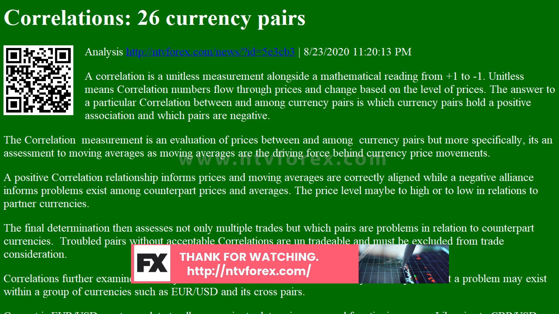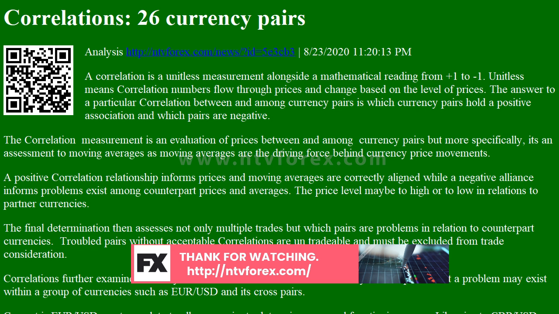USD CAD vs USD CHF 96%, USD CAD vs USD JPY 92%, USD CHF vs USD JPY 98%. USD currency pairs are not only running strong and perfect, but multiple trades exist.